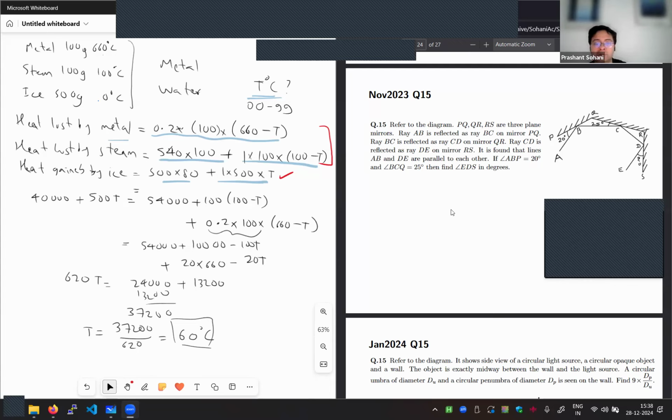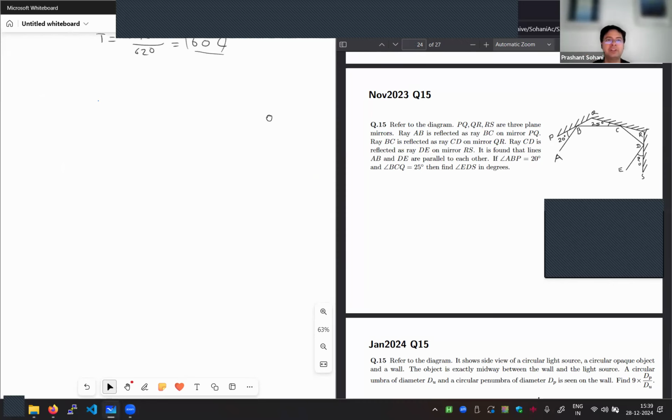Yes, Harish. Sir, is the answer for question number 15 is 45? Yes, it is 45, correct. So you see, it is mostly a geometry question only. The only property of a mirror that we know is angle of incidence equal to angle of reflection. If you apply that again and again, you can do questions like this. Okay, so let me draw the diagram roughly.